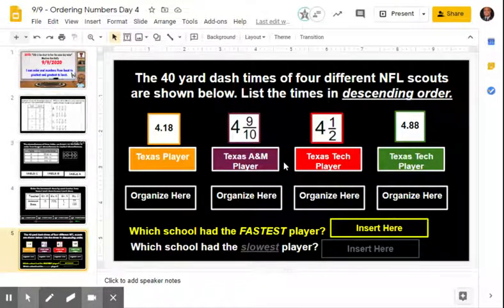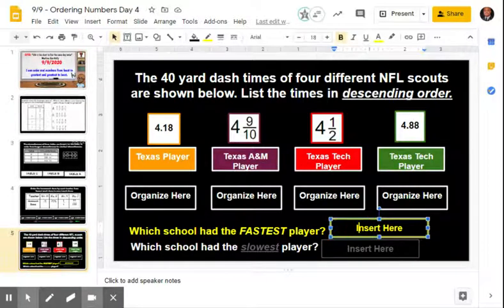Do not assume that because Mr. Heiston went to Texas Tech that the fastest player went to Texas Tech or that the slowest player went there. But at the same time, do not assume that because Mr. Rodriguez went to Texas A&M that that's the fastest or that's the slowest. This assignment is designed to help you think it through. And down here at the bottom, it says which school had the fastest player. Please answer there. And which school had the slowest player. Good luck. You got this, ladies and gentlemen.